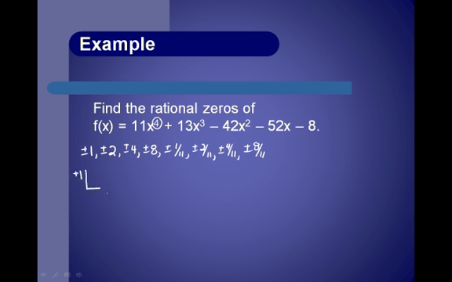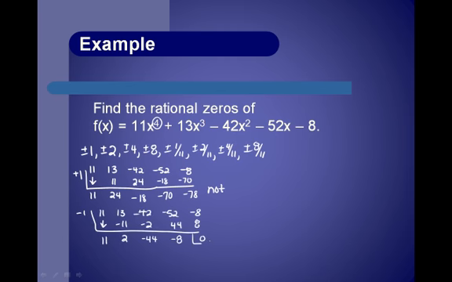So let's say we did synthetic division by 1. That would be 11, 13, negative 42, negative 52, and negative 8. So when we do our synthetic division, this shows that positive 1 is not a 0. Well, let's try negative 1. When we try negative 1, we got a remainder of 0, which says that x plus 1 is a factor, and so is 11x to the third plus 2x squared minus 44x minus 8, because that was what we just had left over when we did the division.